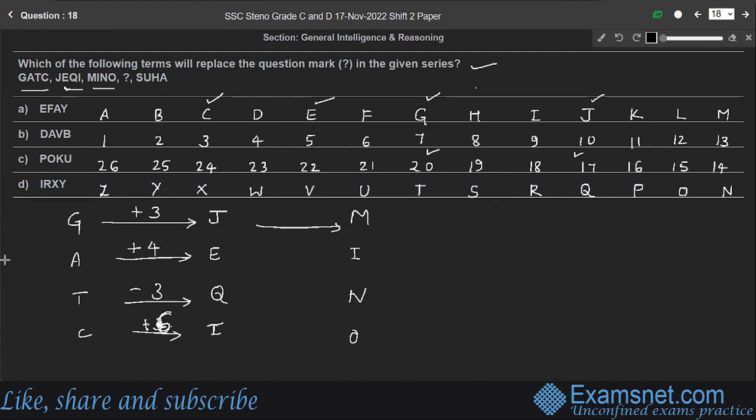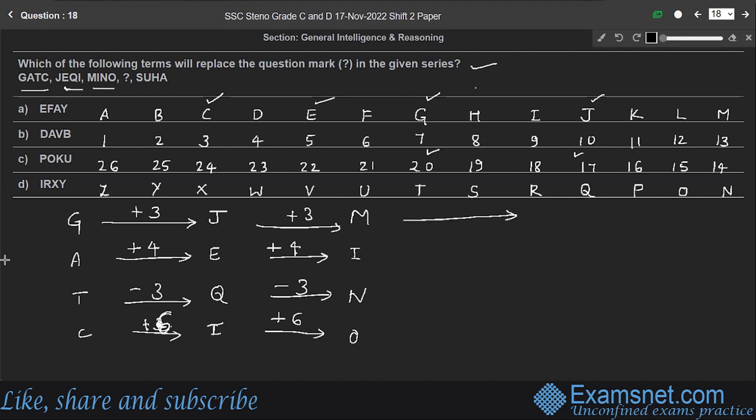First letter plus 3, J plus 3. J is 10 plus 3 is 13, which is M. Second letter plus 4. E is 5 plus 4 is 9, which is I. And third letter minus 3. Q is 17 minus 3 is 14, which is N. And fourth letter plus 6. I is 9 plus 6 is 15, which is O.